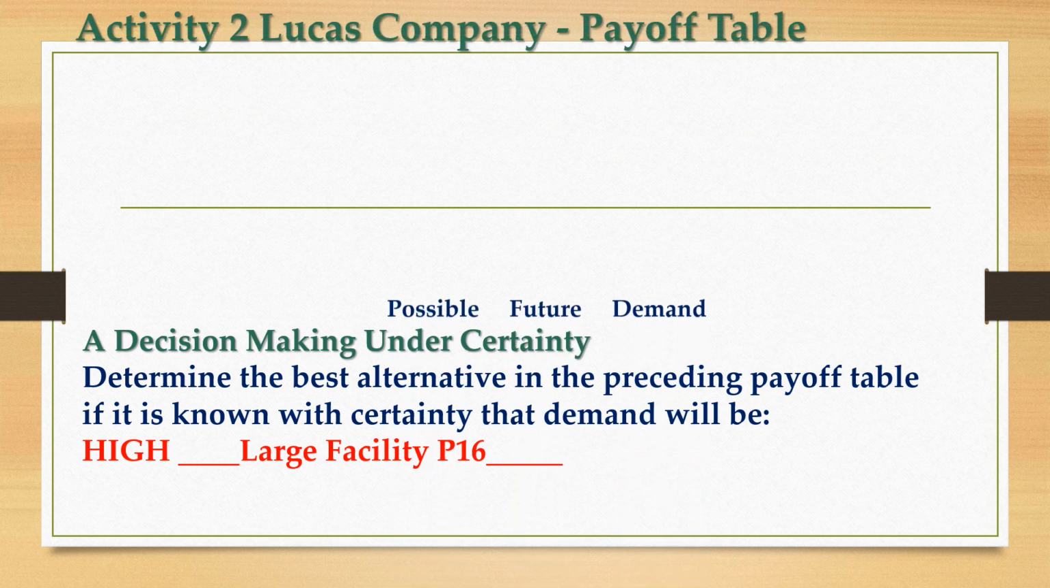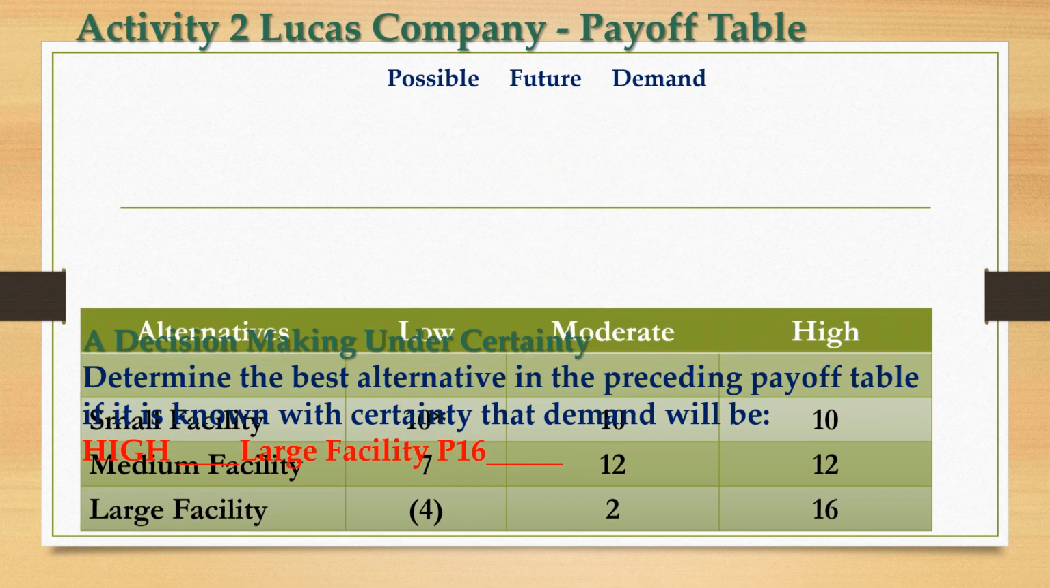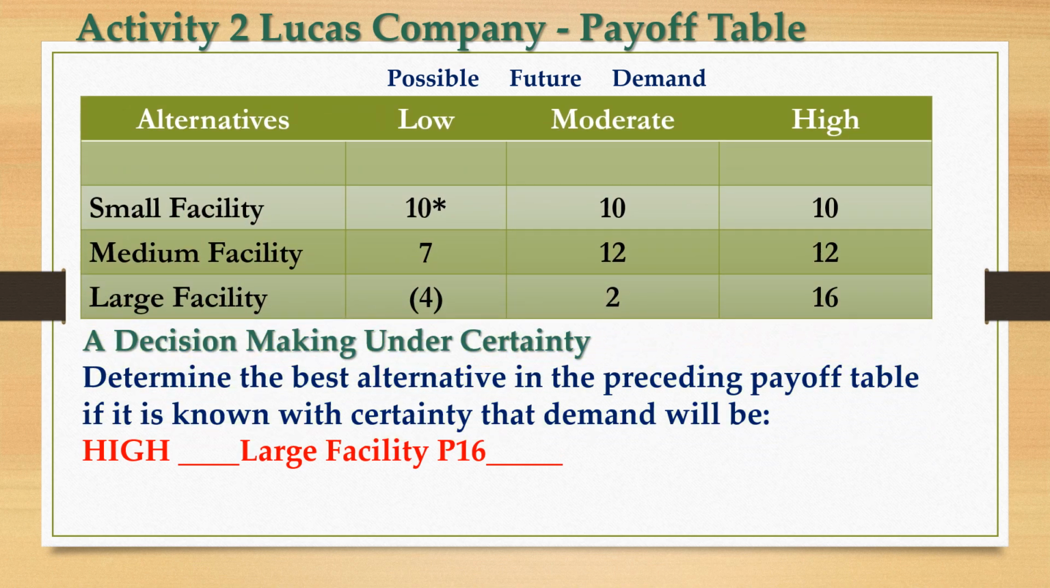This is our answer for letter C. If we are certain that demand will become high, that will be very easy for us to make our decision. Constructing a large size facility will give us the highest payoff, which is 16 million pesos. So that will be our decision. So do not be confused. Why is it that we have a different answer for low, moderate, and high?